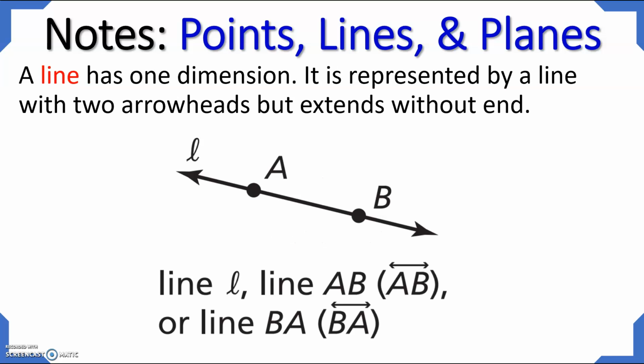A line has one dimension. It is represented by a line with two arrowheads, but it extends without end. When you label this or write this line, there are multiple ways we can do it. We can call this line L, as indicated by the lowercase italicized L next to the line. We can also name a line using any 2 points on the line. In this case, we see points A and B, so we can call this line AB, which would be written as AB with a line with both arrows above, or line BA, written the same way with a line with arrows above.